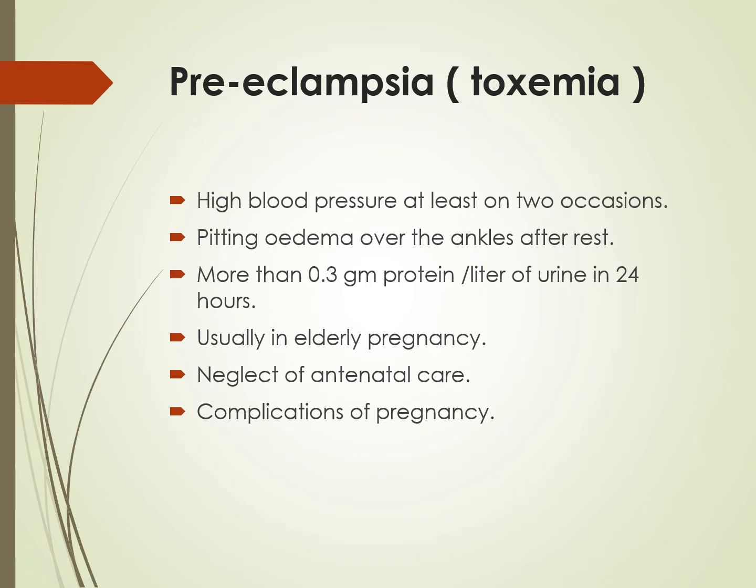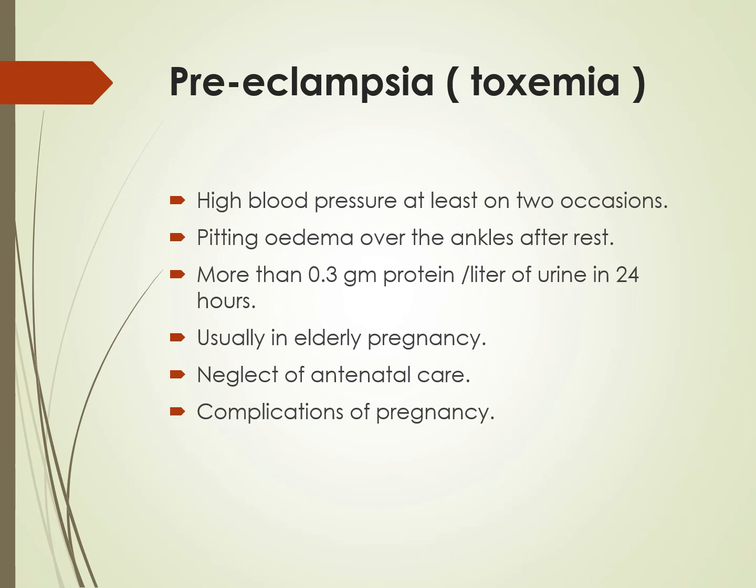And a simple lab investigation of urine will show presence of proteins in the urine. The proportion is around 0.3 grams of protein per liter of urine in around 24 hours. So when these three things come together, we will call it toxemia. And of course, it's a complication. It's not a normal thing to have high blood pressure, protein in urine, and swelling during pregnancy.